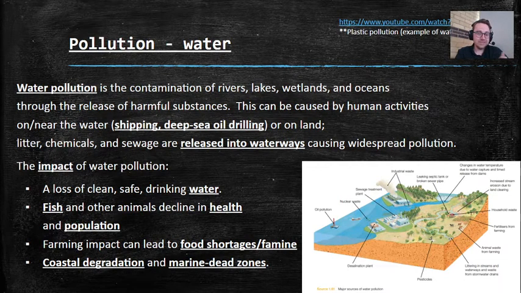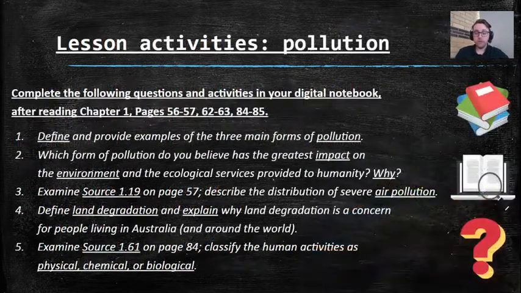Marine dead zones are really cool though. Again, I won't go into too much detail about it, but basically the pollution is so bad that nothing can grow. It's like a black hole in the middle of the ocean. Nothing can grow there. It's just this do not enter. If you go in there, it dies. Anyway, moving on.